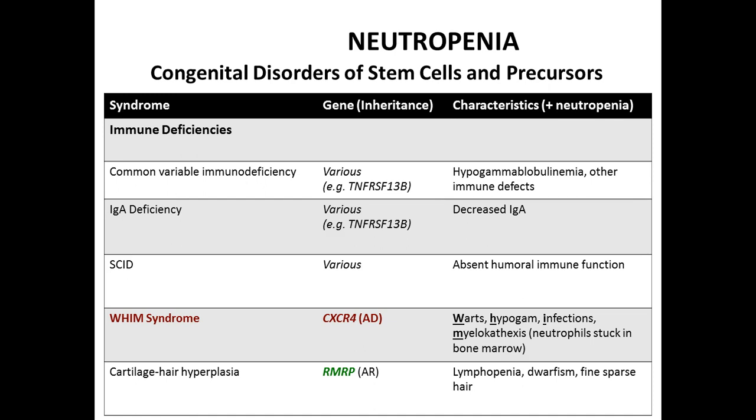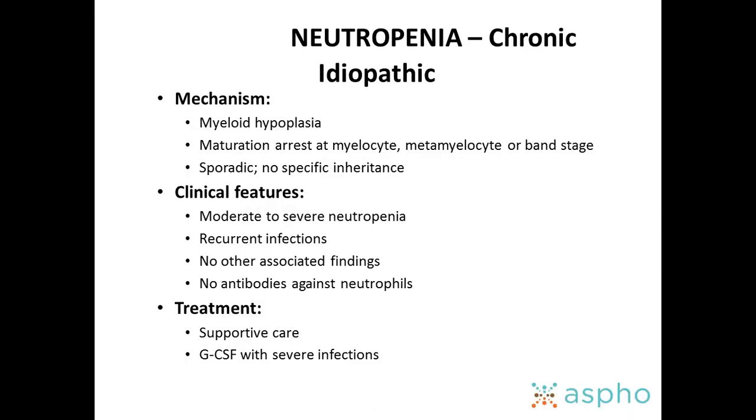And then cartilage hair hypoplasia. I put in green anything where I realized I made a typo when I fixed it here. So it's the RMRP gene. I think I had that backwards. But if you have a dwarf with fine sparse hair and neutropenia, it would be a little bit odd to test this because it's very esoteric, but there you go. Okay, and then idiopathic, which is my favorite category, which just means we haven't figured it out yet. So I'll skip that.